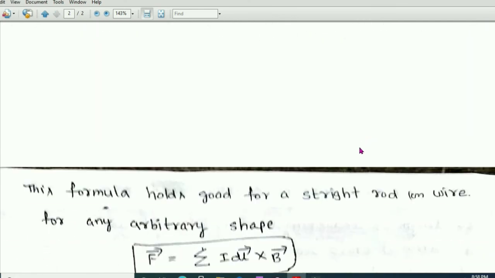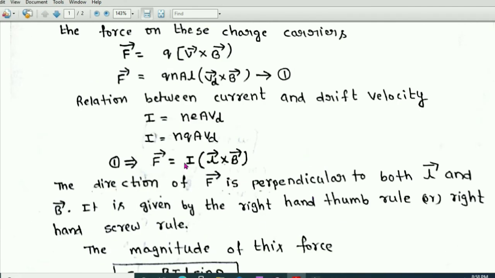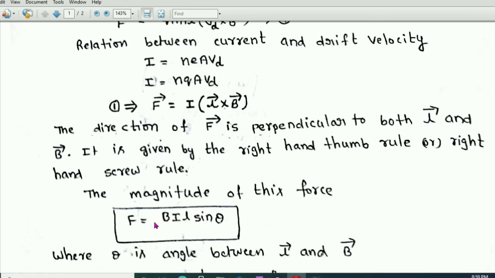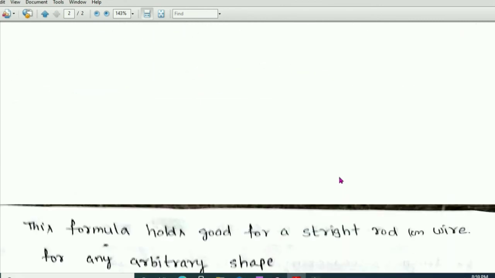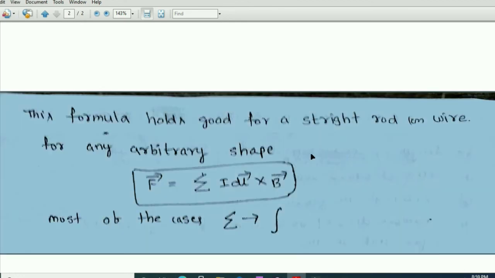Now, the formula we have discussed here, F bar is equal to I into L bar cross B bar, or in magnitude F is equal to BIL sine theta, holds good only for a straight conductor. When the conductor is straight, only then is this formula applicable. If the conductor has an arbitrary shape, other than straight, how do we find the force experienced by the conductor?